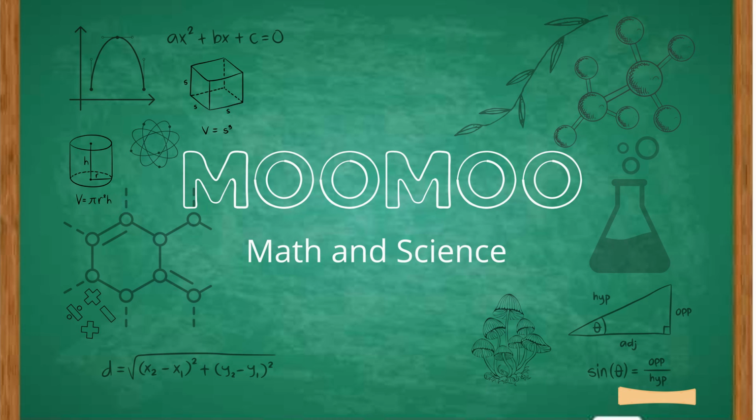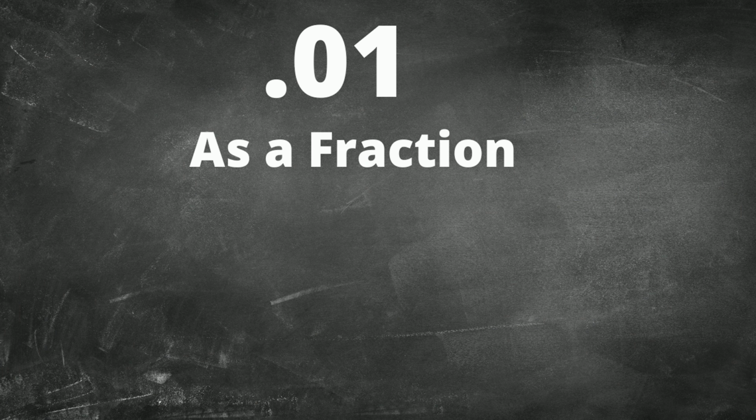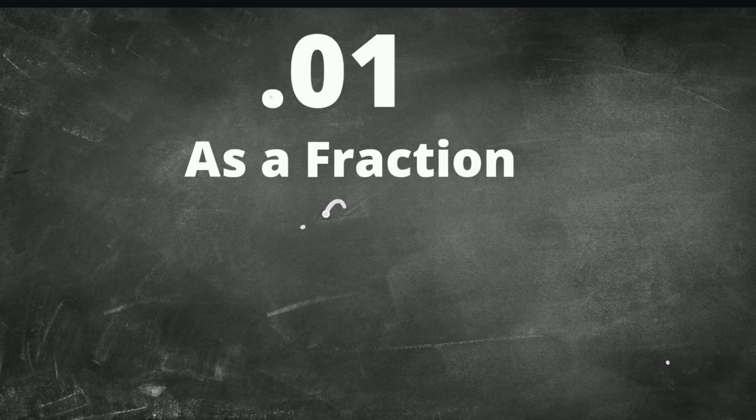In this video, let's learn how to convert the decimal 0.01 into a fraction. Let's begin by just placing this decimal over 1. We now need to get rid of this decimal, and we can do this by moving it 2 places to the right. In order to do that, we need to multiply it by 100.